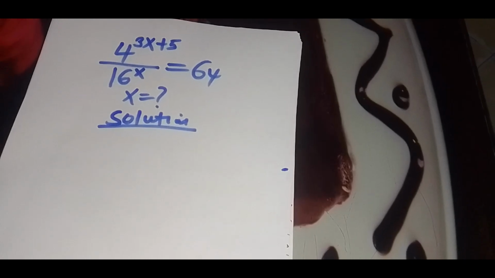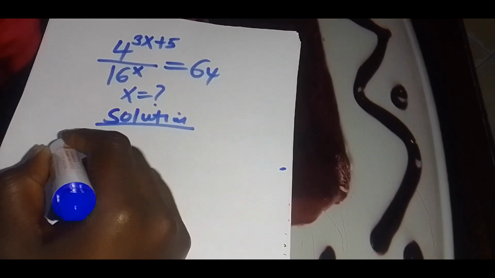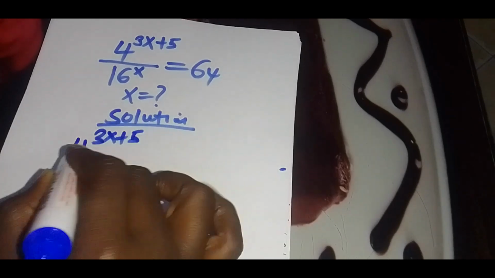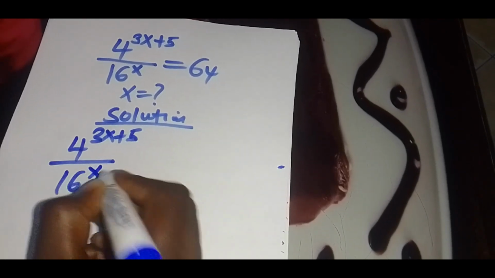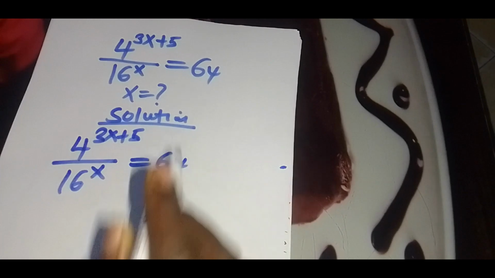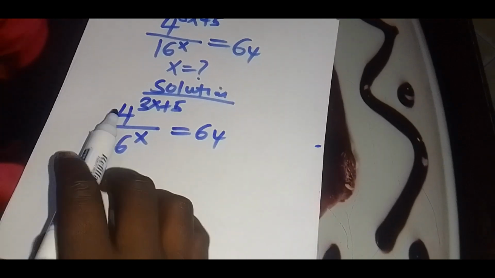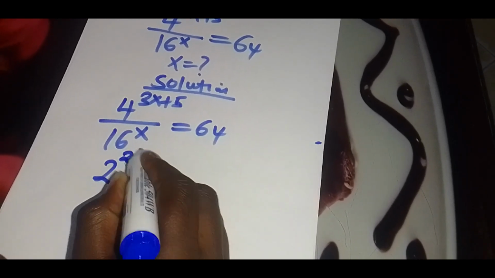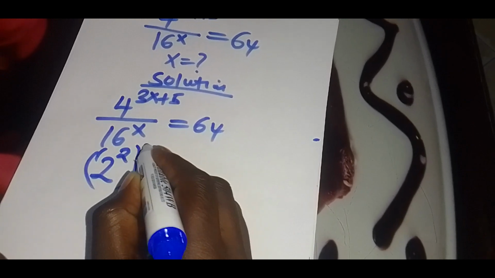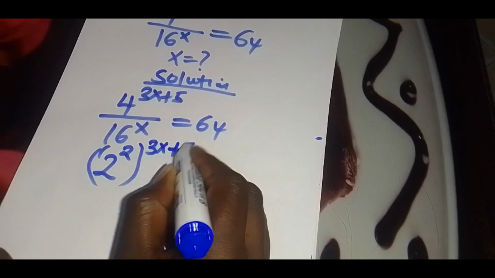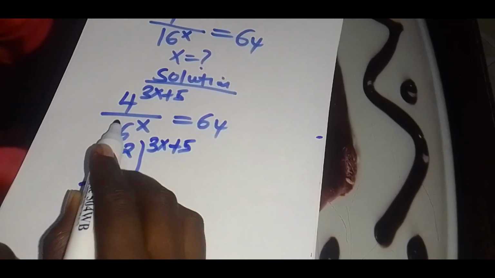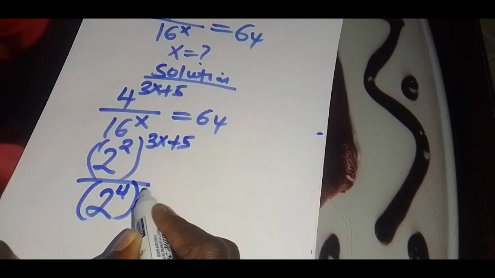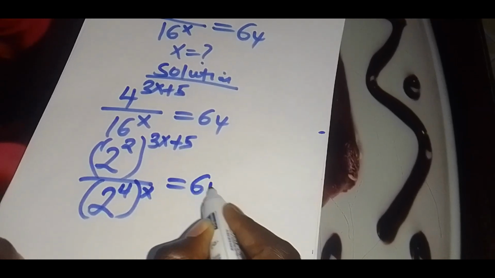Exponential equation. Solution. We have that 4 raised to power 3x plus 5 divided by 16 raised to power x. This is supposed to give us 64. Okay, so we can write 4 raised to power 3x plus 5 as 2 raised to power 2 multiplying by 3x plus 5, divided by 16 raised to power x, which can be expressed as 2 raised to power 4 raised to power x. This is equal to 64.